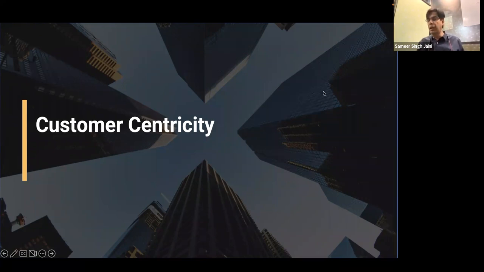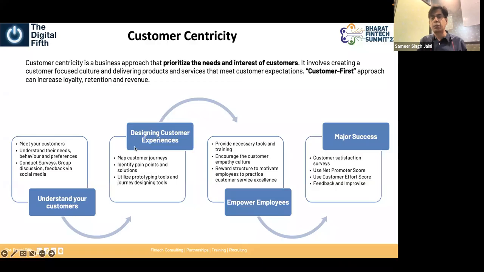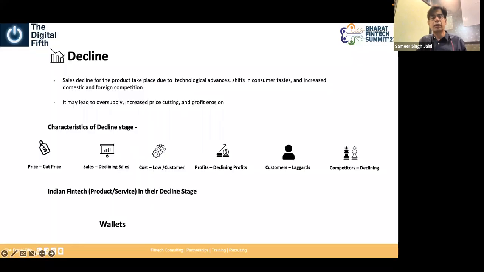But I think I saw some questions as well. So Rupak Singh is asking, please go back to the decline stage. What is the criteria for decline in digital products? I think, what do you define as criteria? It's an interesting question, right?